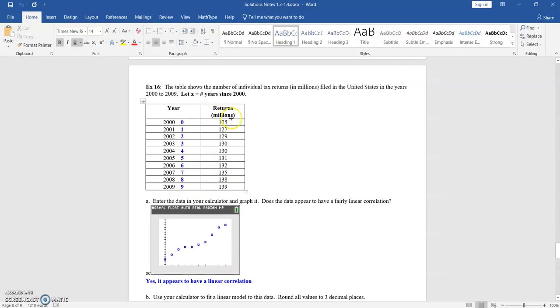This was the data, and it told us that these were the number of individual tax returns filed in the U.S. from 2000 to 2009, and we're going to let X equal the number of years since 2000. As I mentioned at the end of the content video, we cannot put these years in since X is the number of years since 2000. I have to subtract 2000 from each of these years, so that in L1, I'm going to be plugging in the numbers 0 through 9. And in L2, which will be my Y, I'll be plugging in these values.